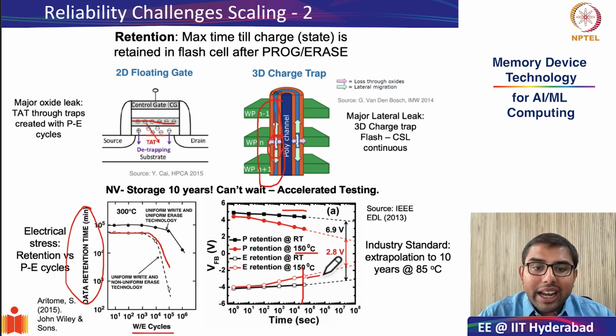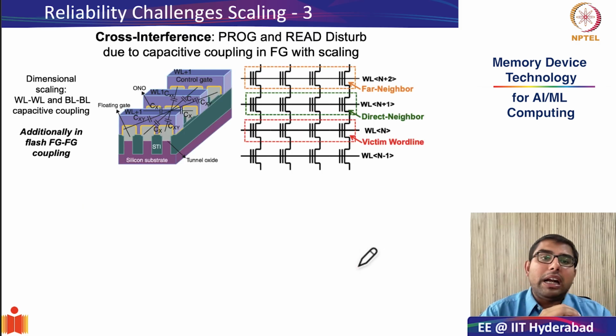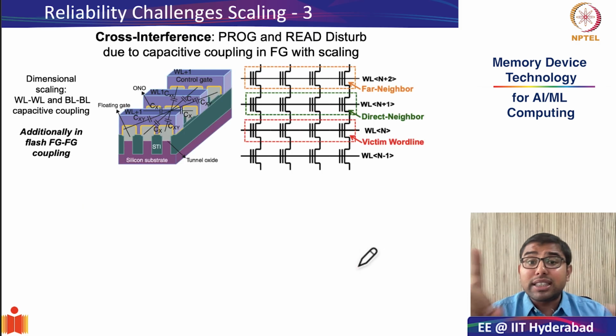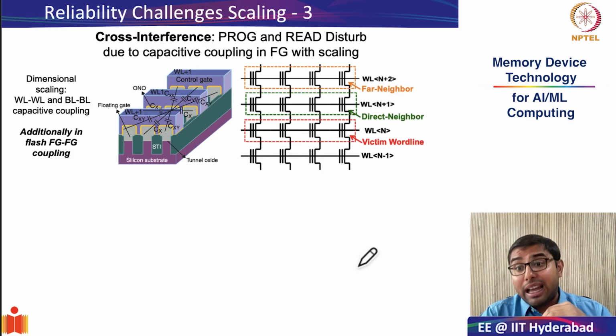And then through dotted lines, they have done an extrapolation to check that the memory window still holds after 10 years or till 10 years also. So the third reliability challenge is known as cross interference. Now remember, cross interference is something that we had also seen in the DRAM cell.